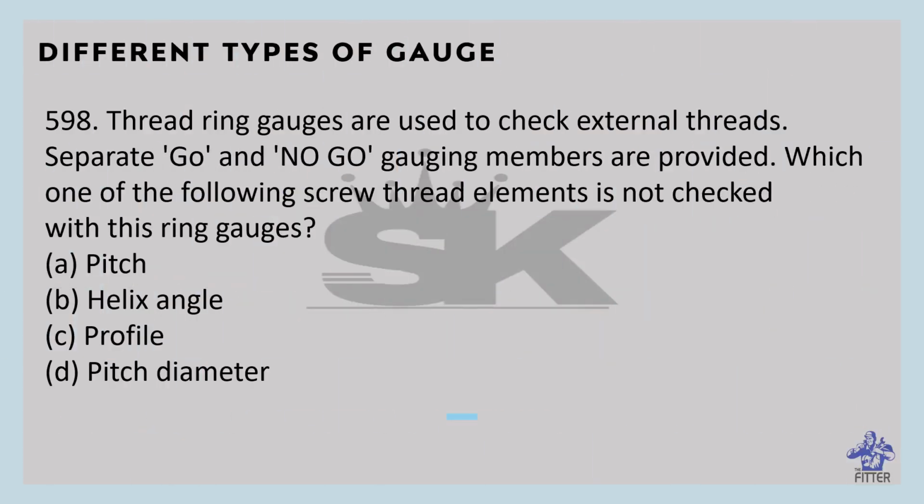Thread ring gauges are used to check external threads. Separate go and no go gauging members are provided. Which one of the following screw thread elements is not checked with this ring gauge? Thread gauge measures pitch, profile, and pitch diameter. So here the wrong answer is helix angle. It does not measure helix angle.